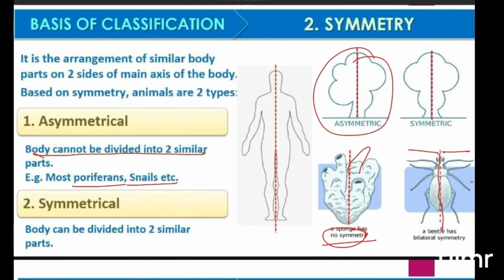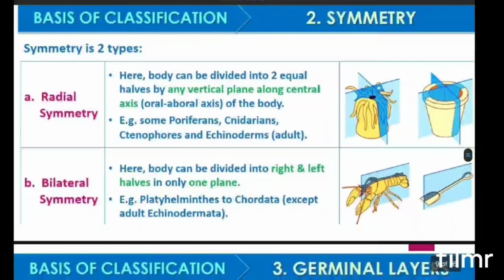What about the case of other organisms? You can see that mostly they are symmetrical, that means they can be divided into equal parts, right? Here, in the symmetrical ones, there are two types of symmetry. One is the radial symmetry and the other one is the bilateral symmetry. We will discuss them in detail. Here you can see that this is an example of radial symmetry.